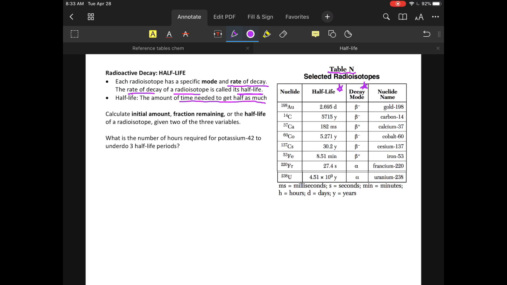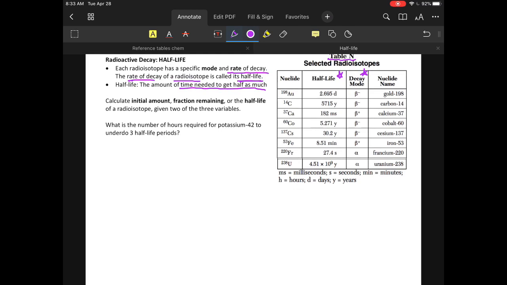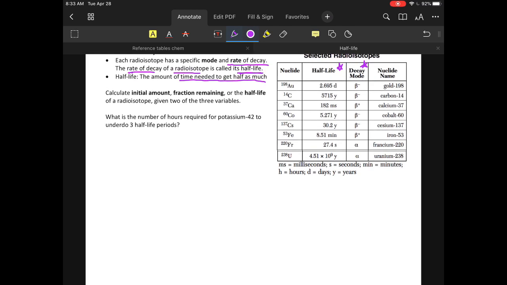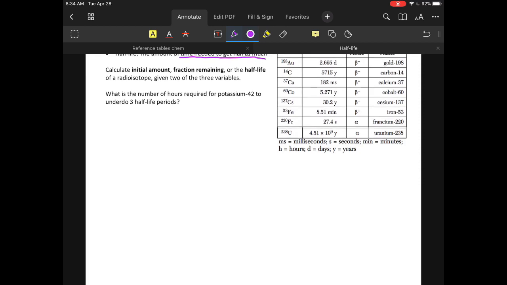If we start with a given amount, over time, as it decays, we'll be left with a certain amount. And to quantify that, we measure it in terms of half-life. So the amount of time it takes for a radioisotope to decay so that only half of the original amount remains. So let's just look at that really quick. If we start with a 100-gram sample of anything, the half-life would be the amount of time for there only to be 50 grams left.